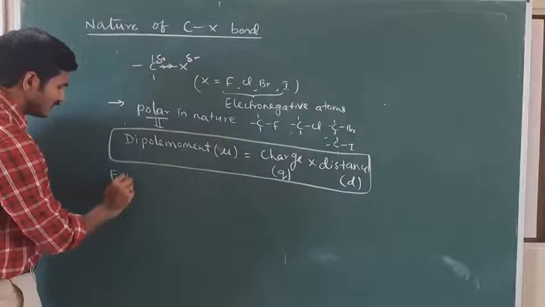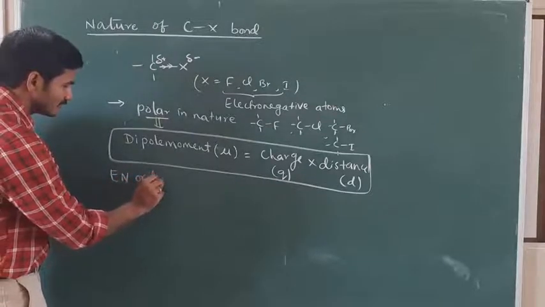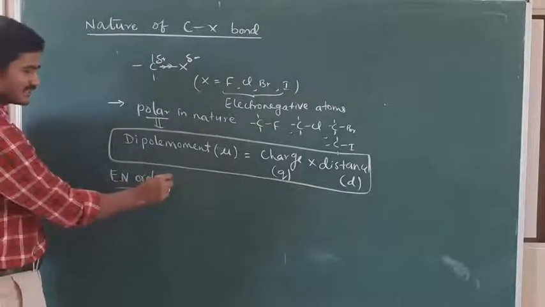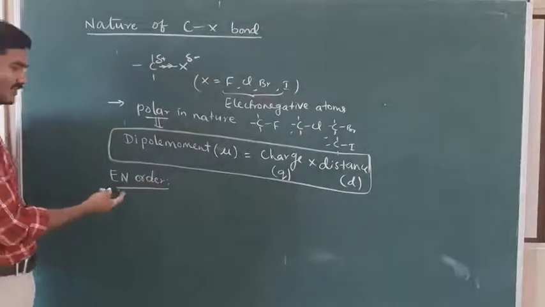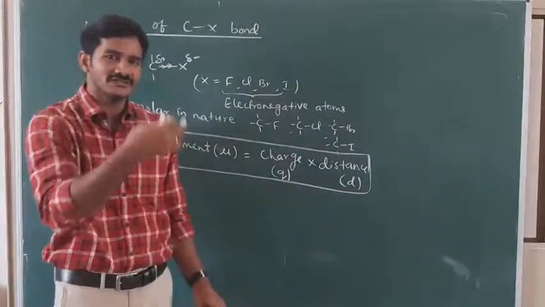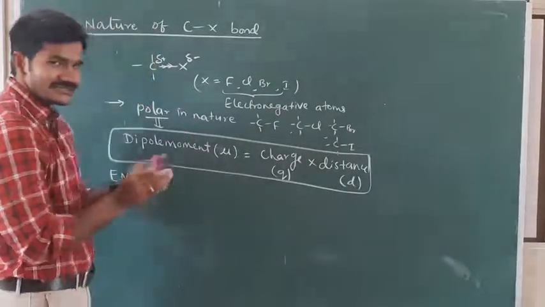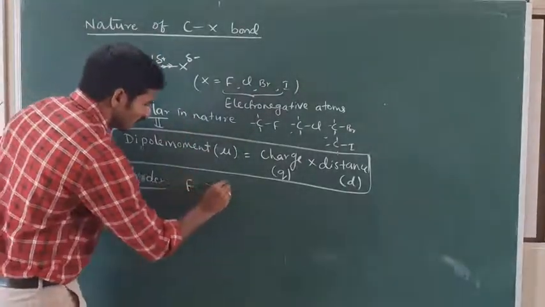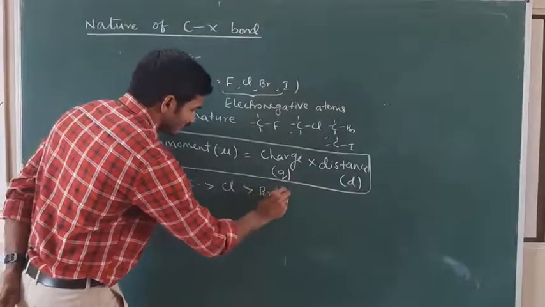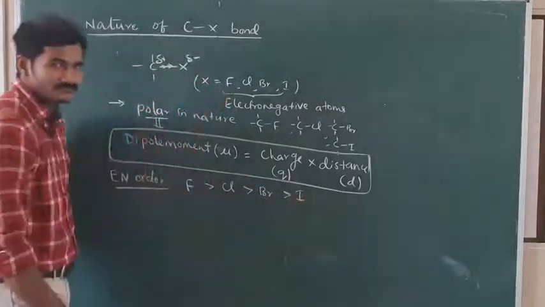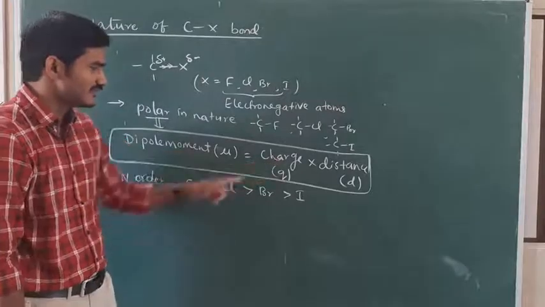Suppose I take the electronegativity order, nothing but the charge order. Down the group in halogens, electronegativity decreases because atomic size increases. So fluorine is more electronegative than chlorine, then bromine, then iodine. Okay, that is about charge.